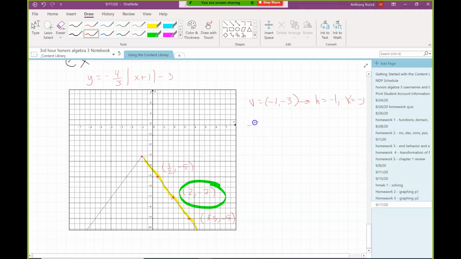So plugging in, I have -7 equals a times |2 plus 1| minus 3. So when I add 3 to both sides, I have -4 is equal to a times |2 plus 1|, which is |3|. The absolute value of 3 is 3. And then I divide by 3 to get a. So I'd say my final answer is y equals -4/3 |x plus 1| minus 3.